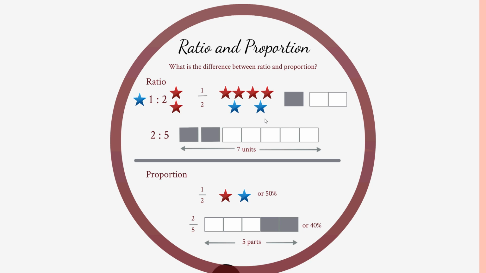Whereas in the ratio, the total number of units is 2 plus 5, here it's 7. So ratio is not the same as proportion, and they are read differently. If you speak it out, that is, if you read it in words, 1 is to 2, 2 to 5. That would be the way we read the ratio. But for the proportion, we would say 1 out of 2, 2 out of 5, or 2/5. So the way it's read is different, it's clearer.